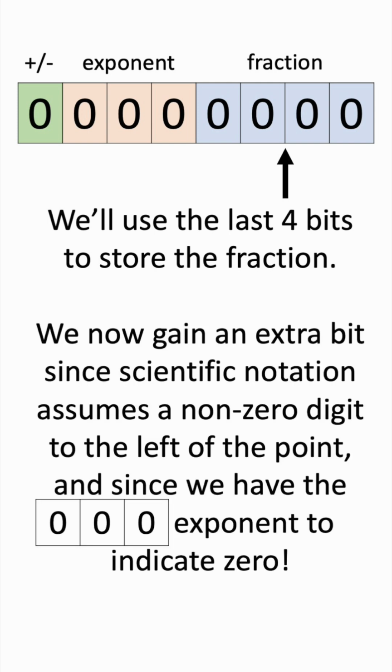Now here is where we gain an extra bit, since scientific notation assumes a non-zero digit to the left of the point, and of course in binary all you have is 0 and 1, so if it's not a 0 to the left, it has to be a 1. So this, combined with the fact that we have reserved the exponent 0, 0, 0 to indicate that our entire number is 0, we come out ahead by getting a 5th bit for free in the fraction.